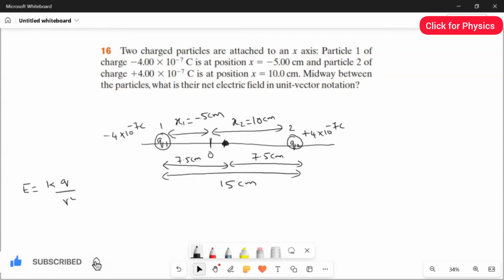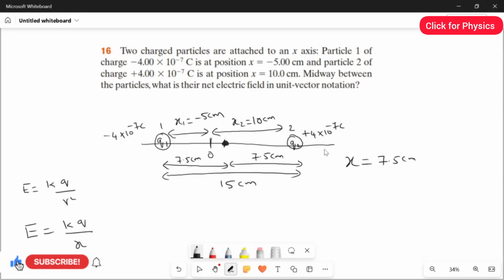Now I am going to use this formula. Here R is the distance from the midpoint to the first charge, and the distance from the midpoint to the second charge is also R. So for both charges, the distance from the midpoint is 7.5 centimeter. Let's take this 7.5 centimeter as X. If we write the equation in terms of X, we can write E equals K Q over X squared. Clear?